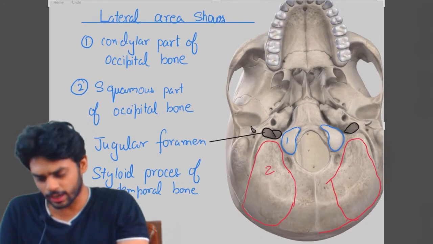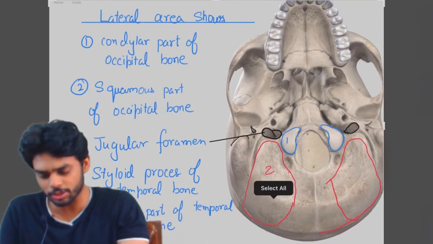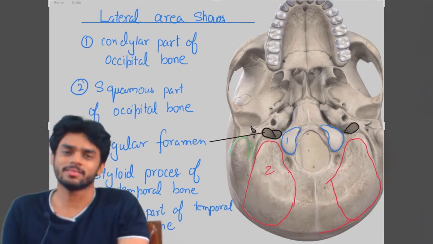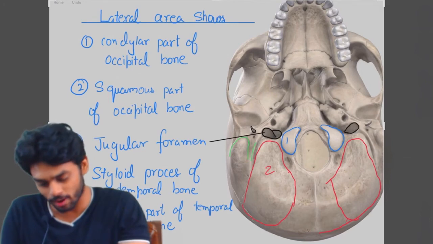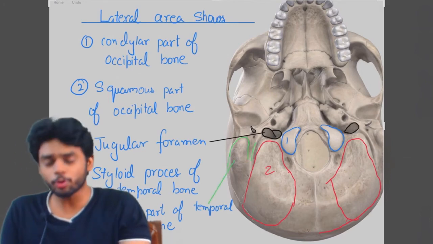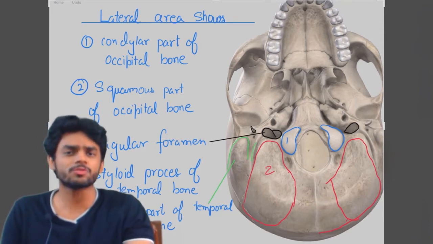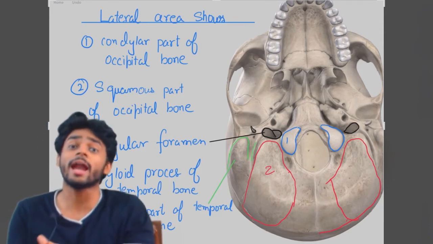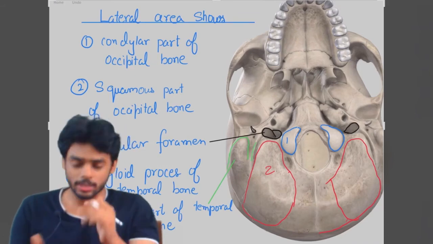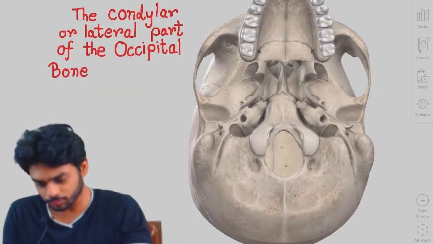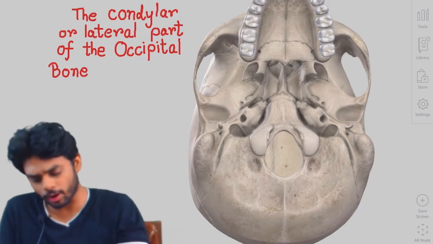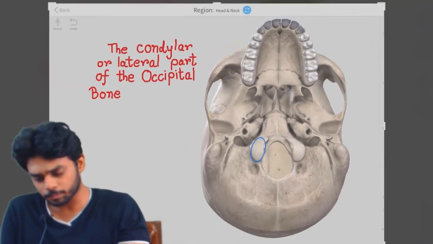And the fifth part is the mastoid part of the temporal bone. Can you see this mastoid part which is outlined in green? This is the mastoid part. So we are going to study about these structures in detail. First we will study the condylar or the lateral part of the occipital bone. Let me show you the condylar or lateral part of the occipital bone.